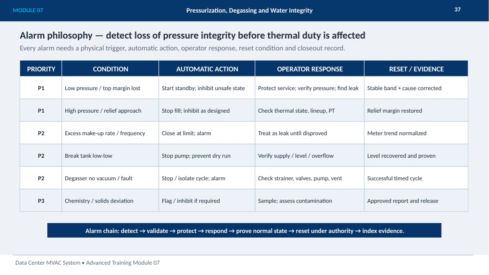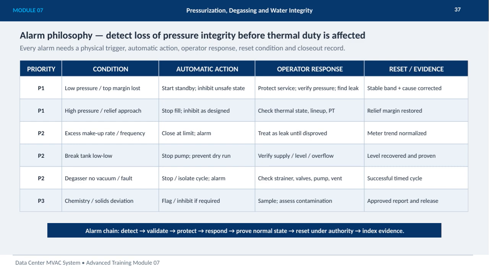We prioritize alarms from P1 to P3. For example, a P1 alarm like low-pressure triggers starting a standby system to prevent unsafe conditions, and the operator must verify pressure and locate any leaks. High-pressure alarms, also P1, stop filling and check thermal states to restore relief margin.